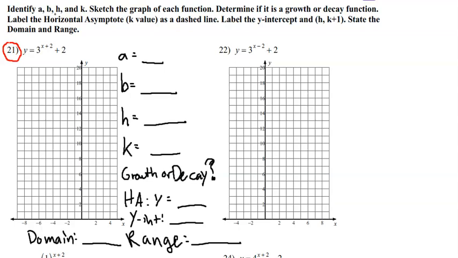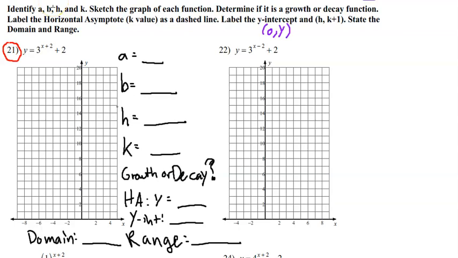Let's look at this section of the exponent logs packet. Identify A, B, H, and K. Sketch the graph of each function. Determine if it is a growth or decay function. Label the horizontal asymptote, the K value, as a dashed line. Label the y-intercept and H, K plus 1. State the domain and range.